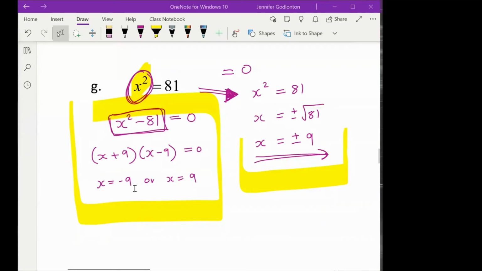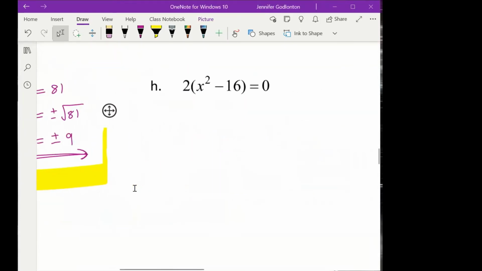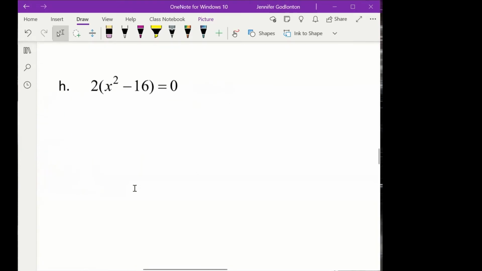Cool. Let's try one by yourselves. I'd like you to do this one for me. When you have your answers, chuck them in the chat for me if you don't mind. Okay, we've got one answer coming in. Let's see if everyone agrees or disagrees.